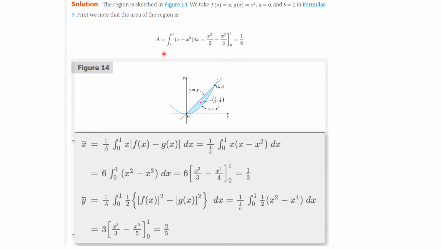We're going to calculate the area first. So the area is the integral of, the one that's on top is the line, the one that's on the bottom is the parabola. We do the calculation and we get that that is 1 over 6. So that is what A is. And then we're going to use the formulas that we had. So x bar is equal to this. Make sure you follow the calculations and you get 1/2. Y bar is equal to 1 over 6 times this integral, and we get that. So the answer is x bar is 1/2 and y bar is 2 over 5, and you can see that that's where the center of mass would be.